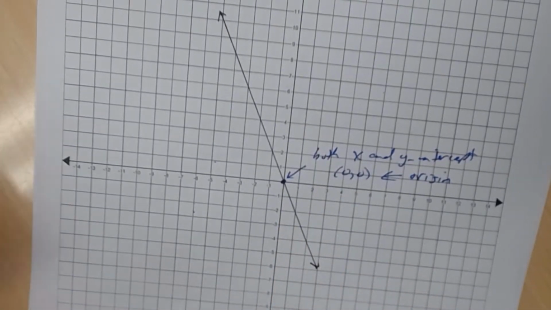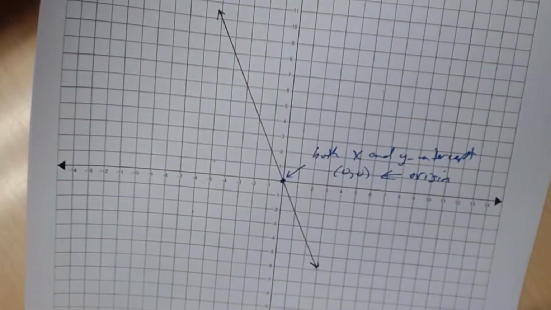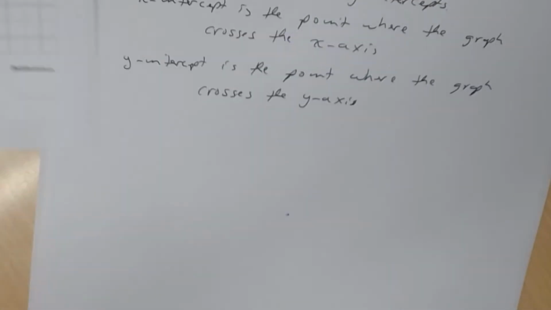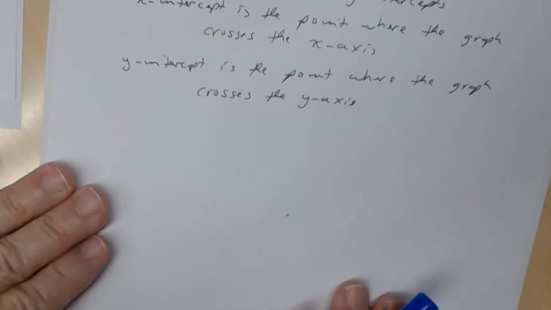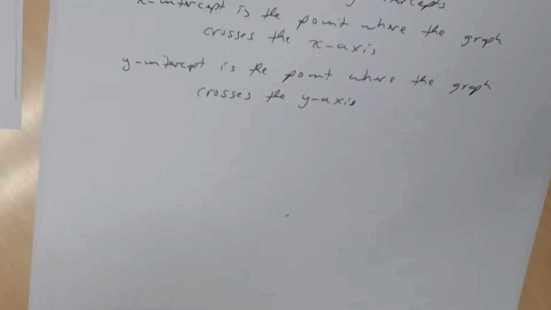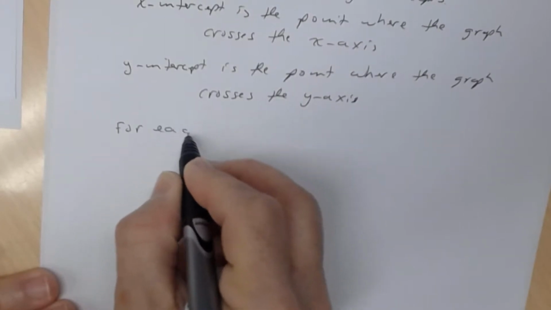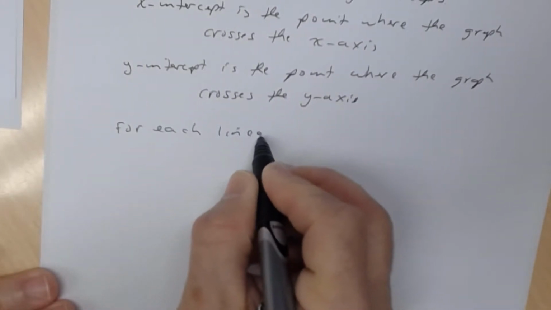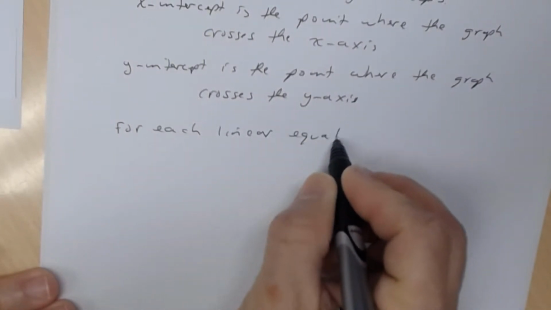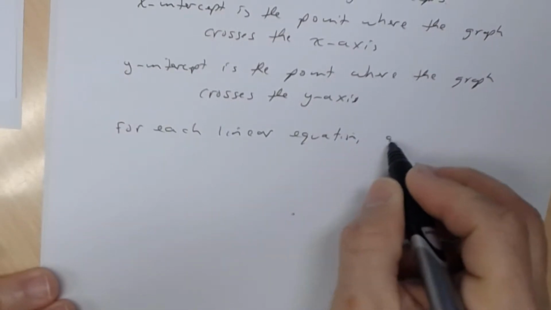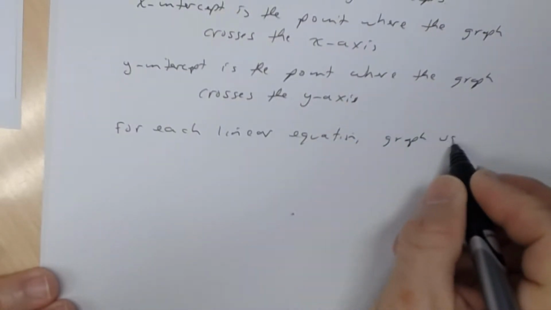All right, so the origin is the point where the x-axis and the y-axis intersect, and it has coordinates 0, 0. Now in this lesson, you're going to be given an equation, and for each linear equation, you're going to be asked to graph using intercepts.